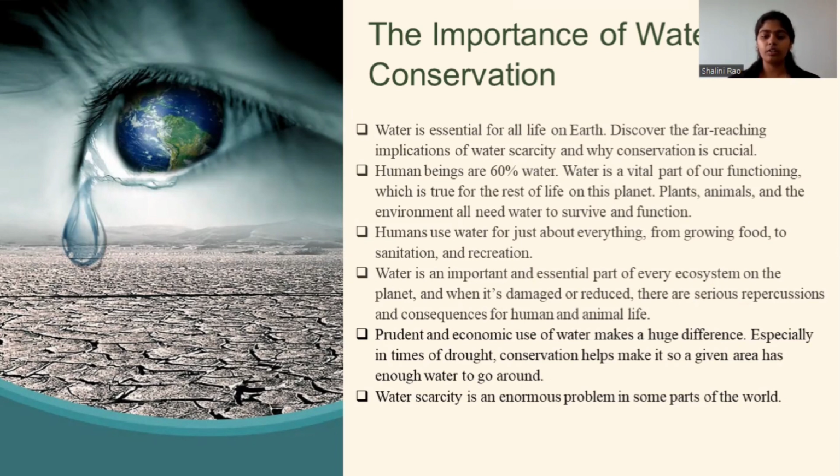Humans use water for just about everything, from growing food to sanitation and recreation. Water is an important and essential part of every ecosystem on the planet, and when it's damaged or reduced, there are serious repercussions and consequences for human and animal life. Prudent and economic use of water makes a huge difference, especially in times of drought. Conservation helps make it so a given area has enough water to go around. Water scarcity is an enormous problem in some parts of the world.